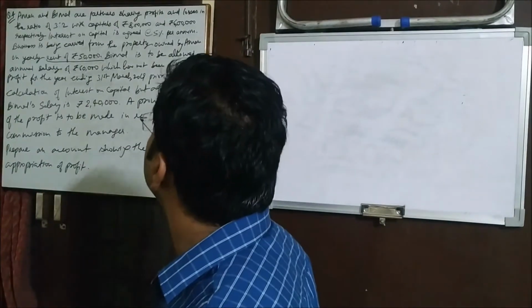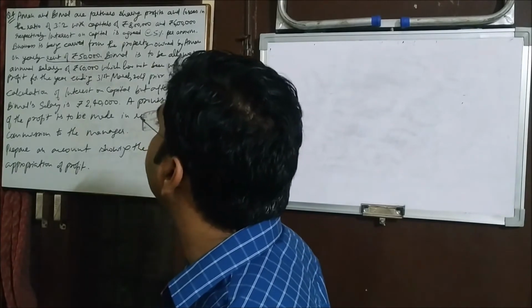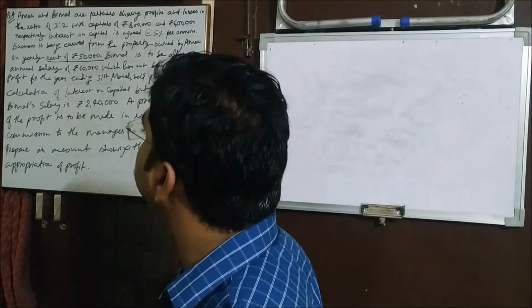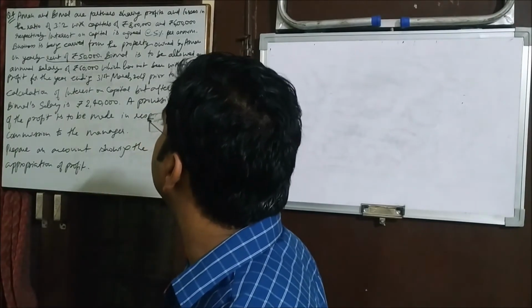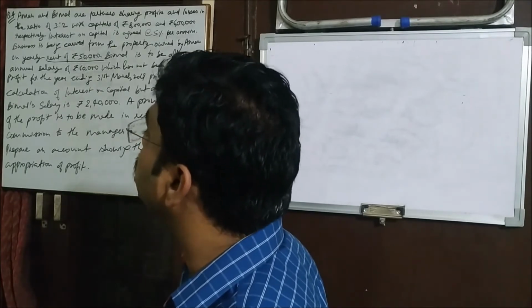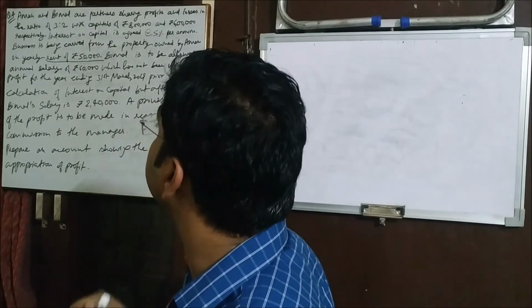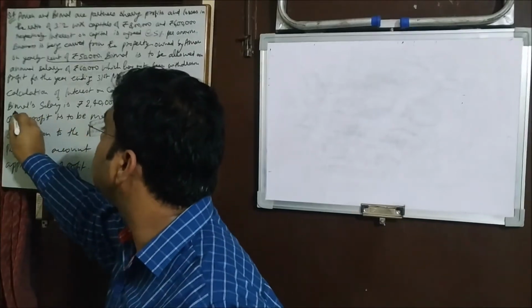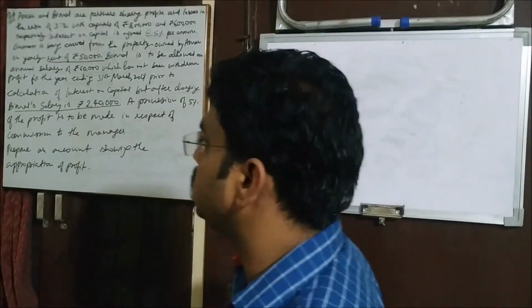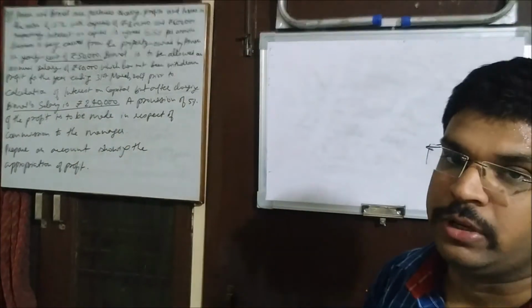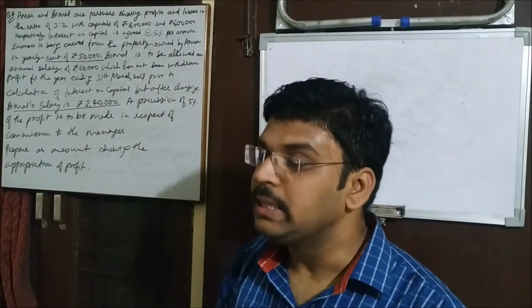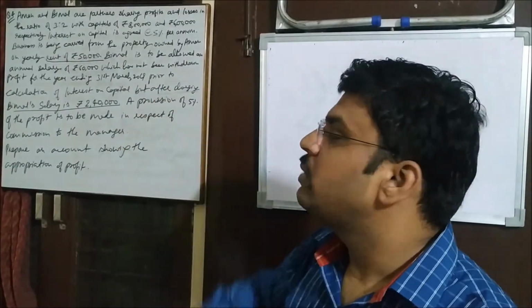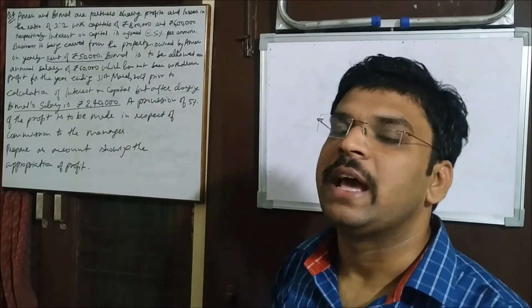Next, Bimal is to be allowed an annual salary of rupees 60,000 which has not been withdrawn. Profit for the year ending 31st March 2019, prior to calculation of interest on capital but after charging Vimal's salary, is rupees 2,40,000. So they have not given you the net profit. They have given you the profit. In this, salaries adjustment has been done, but interest adjustment has not been done.